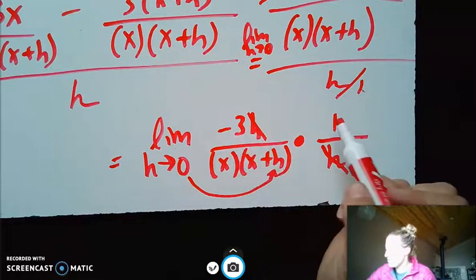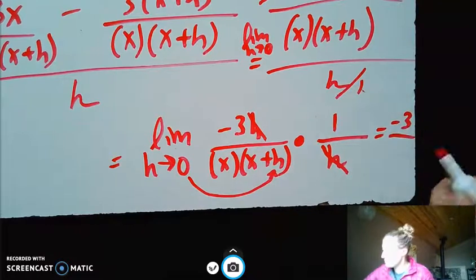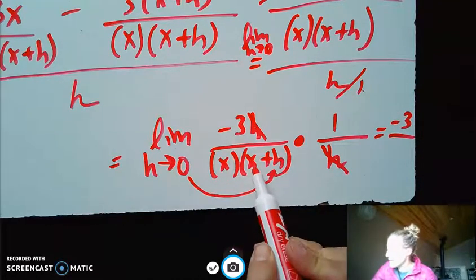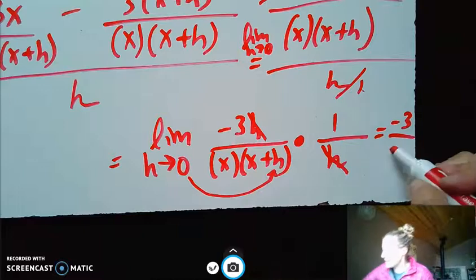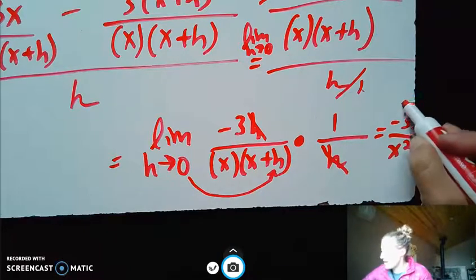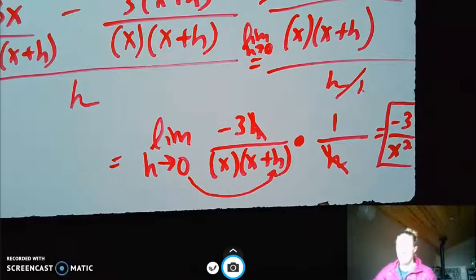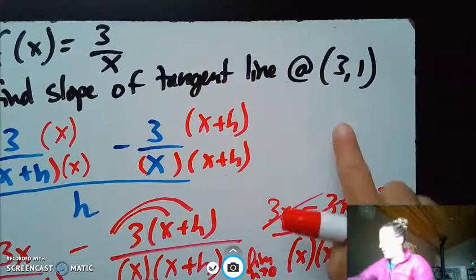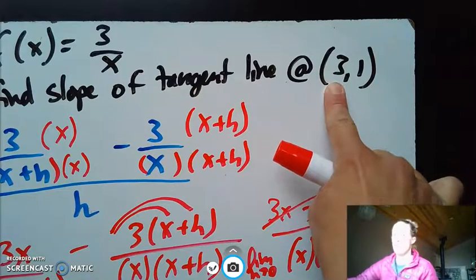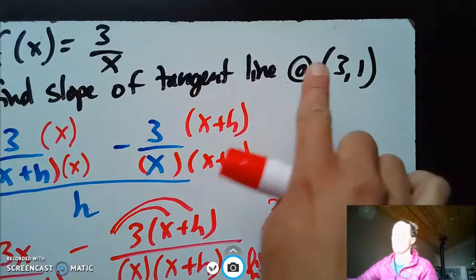So -3 times 1 is -3. x times x plus 0, so just x times x is x squared. And this is the formula, the derivative, that we could plug in whatever your x value of the point is, and then you'll get the slope of the tangent line.